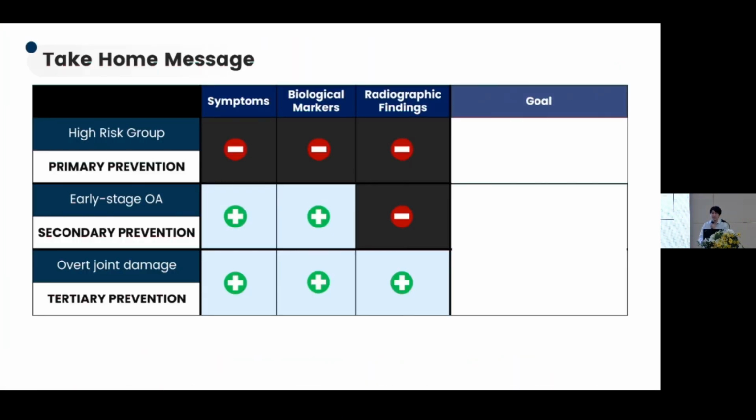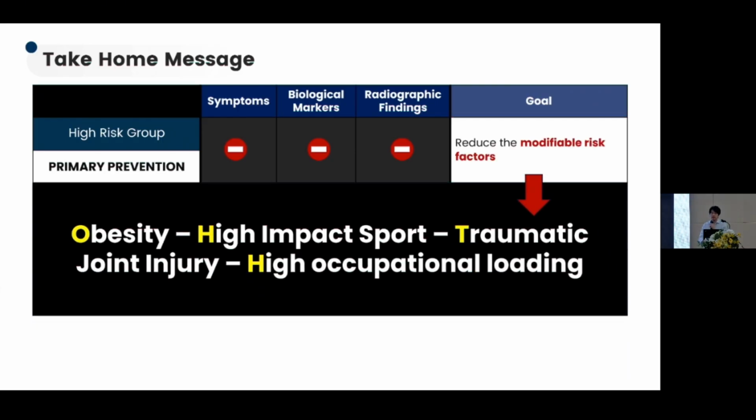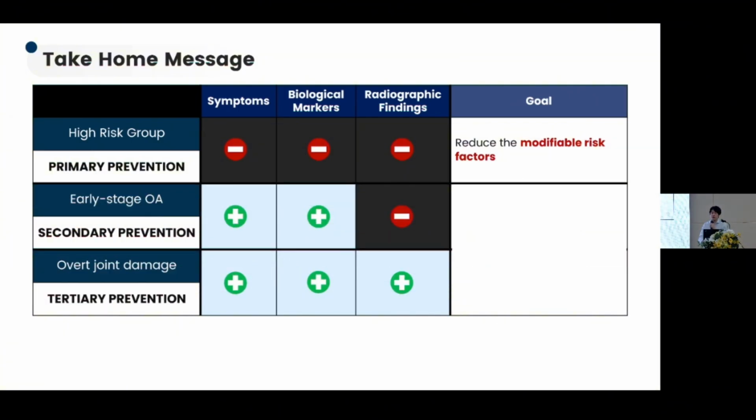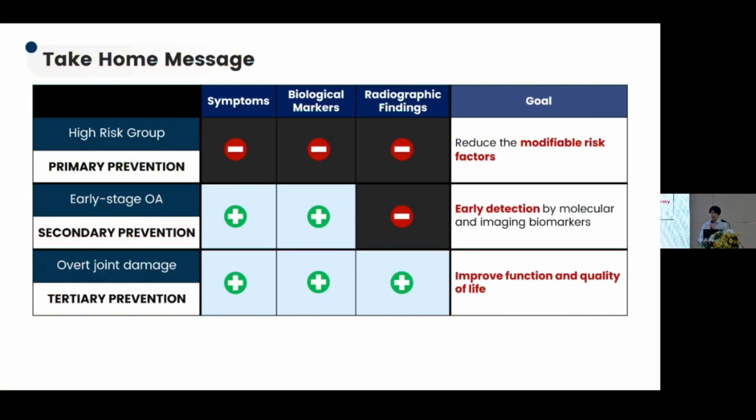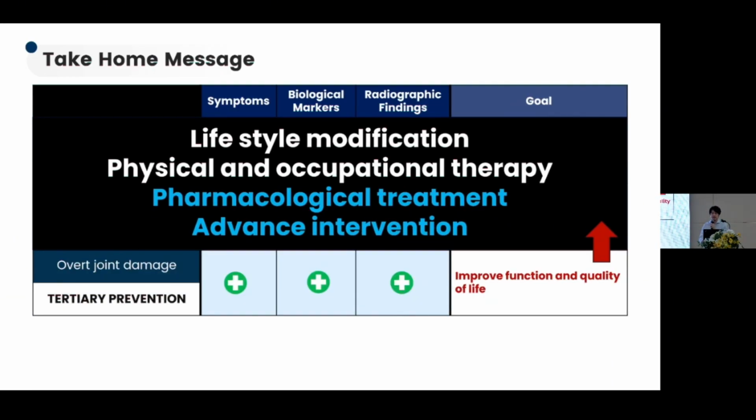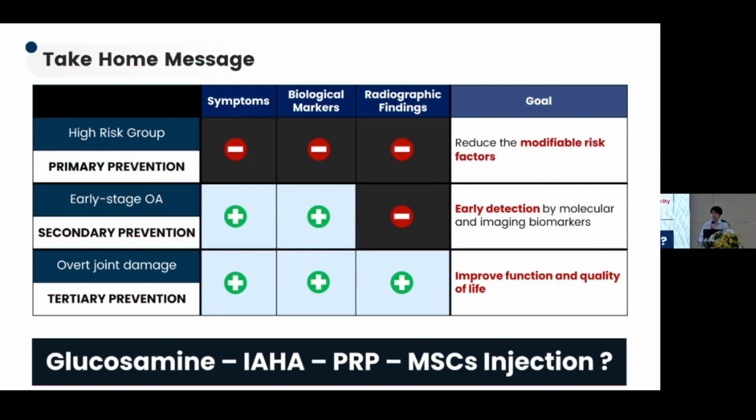The take-home message: the prevention of OA progression can be done at many stages of the disease. Therefore, do not wait for overt joint destruction to occur, because this will lead to the loss of native cartilage, which cannot be regained or returned. And for the advanced interventions, further evidence and research are needed.